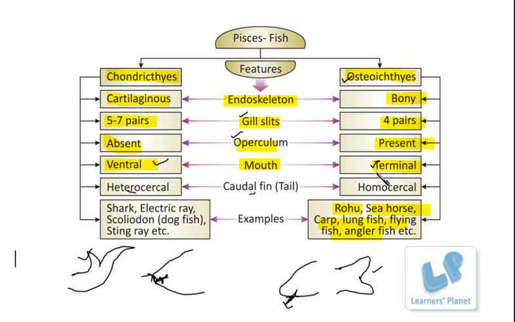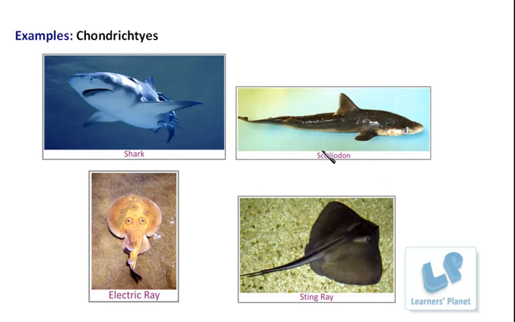Now let me show you the pictures so that the discussion will be much clearer. Here is a picture of a shark. You can observe the mouth here. It is not exactly at the tip, in the anterior-most region. It is towards the downside. This position is known as the ventral position. So this ventral mouth is a typical feature of the cartilaginous fishes, those which belong to the group chondrichthyes. Another example is the scoliodon, commonly known as the dogfish.